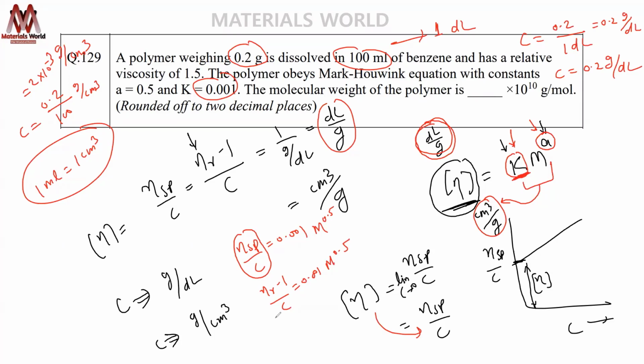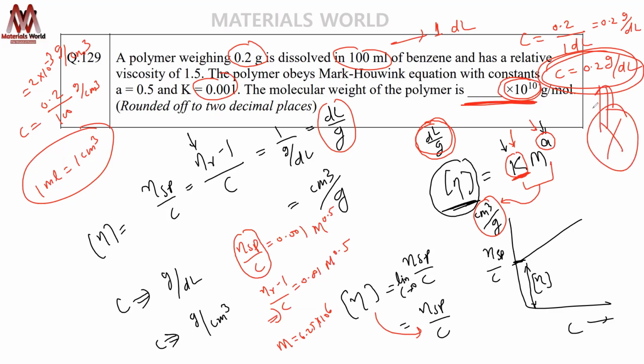Now if you're using C in gram per deciliter, your molecular weight will come to 6.25 into 10 power 6, but the expected molecular weight is in the order of 10 power 10. So anyway, this is not okay. You will never reach up to 10 power 10. So you cannot use this C value in gram per deciliter. You have only the choice to use gram per centimeter cube.